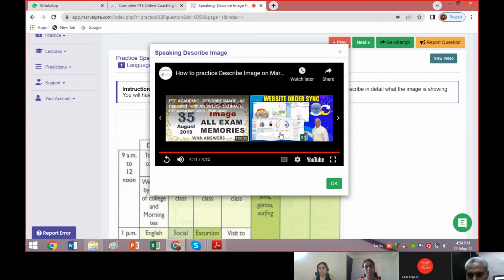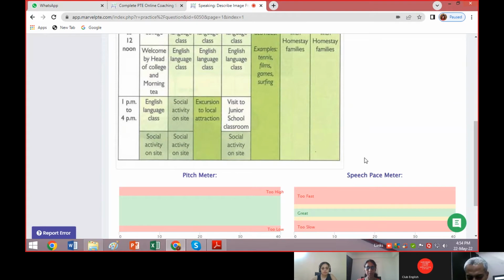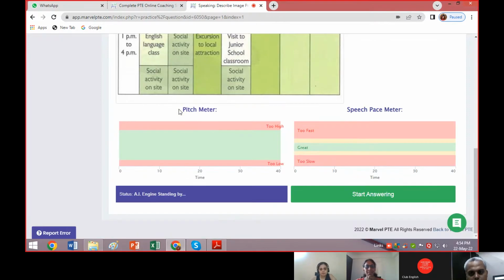Okay, so it's done now. So you got to know about this describe image. Okay, so it is like that. So once you have done it, you'll understand it in a better way.